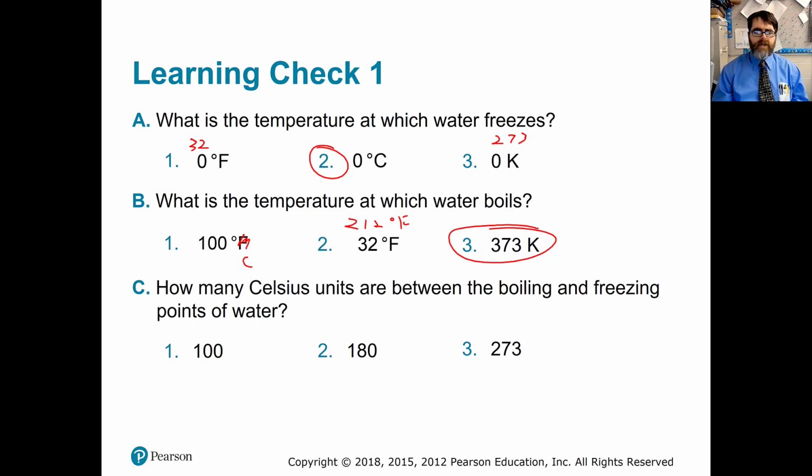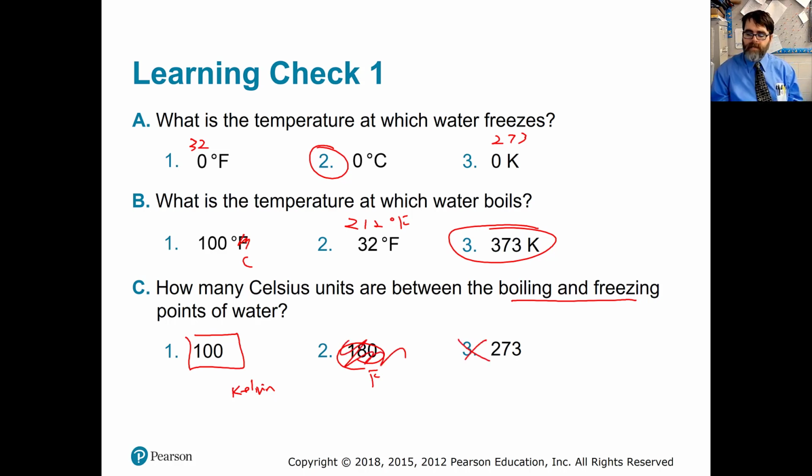And then Celsius units between boiling and freezing, that is 100 units. That's also true on the Kelvin scale. This is what it is on the Fahrenheit scale, but isn't our answer for this one. And this here just is an unrelated number.